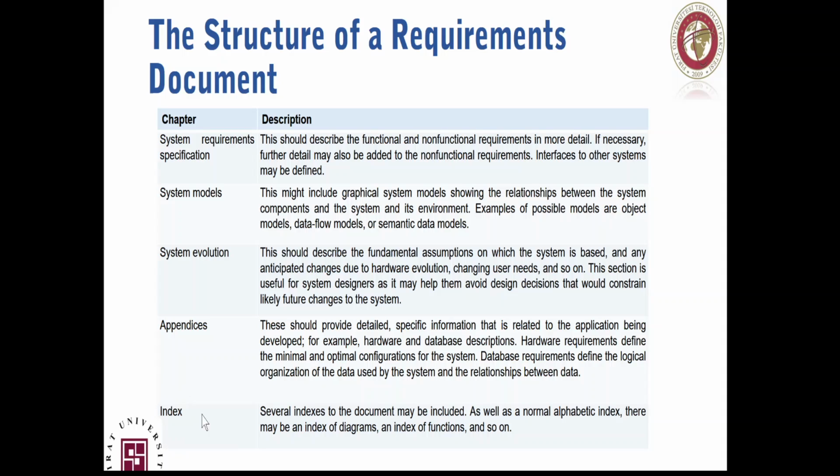Index, we may use different indexes in our requirements document. Why? To present maybe figures, lists of figures, maybe lists of functions, tables, and so on. So we can provide as many indexes as needed, and they should be provided based on alphabetical index like ABC or whatever. Depends on their alphabetical order.